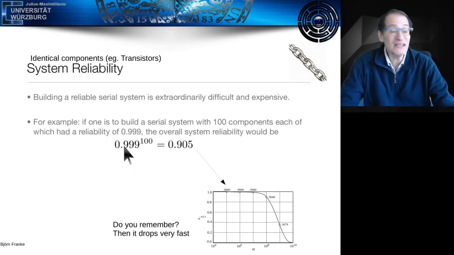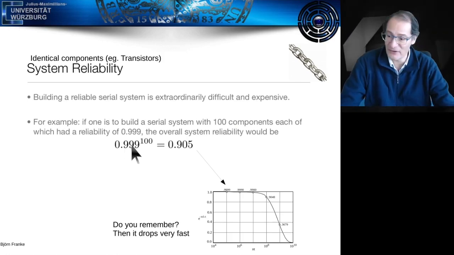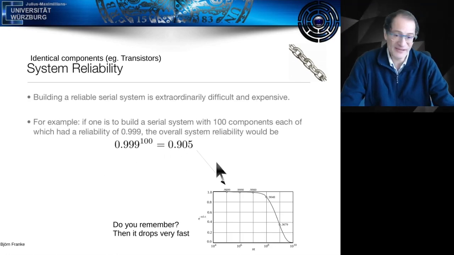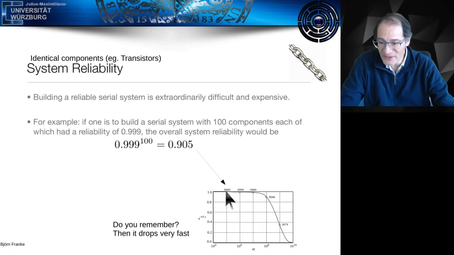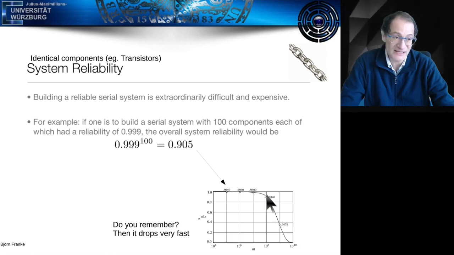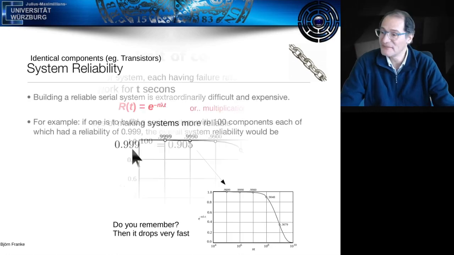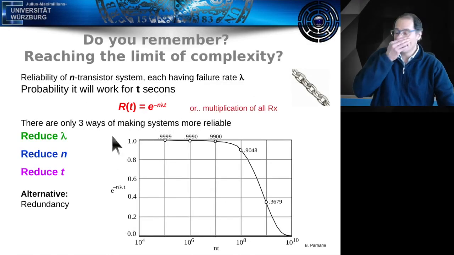So if each of them has a reliability of 0.999, and we have a chain of 100 of them, it will be this number to the power of 100, which gives 0.90. See? The probability is dropping very drastically with the number of components. If we have very few components, we can keep a higher reliability, and as the number of components grows very fast, the reliability of the chain will drop.